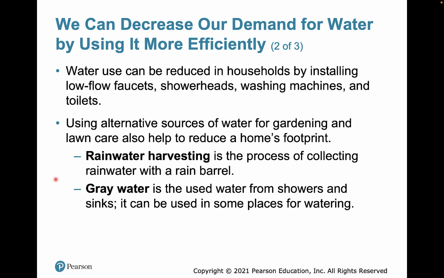At home, we can use more efficient equipment, right? So we can install low flow toilets, washing machines, shower heads, and faucets, right? To reduce our water use at any given time. Turn off the faucet when you brush your teeth, you know. Don't take a 35-minute shower, take a 15-minute shower if you can.